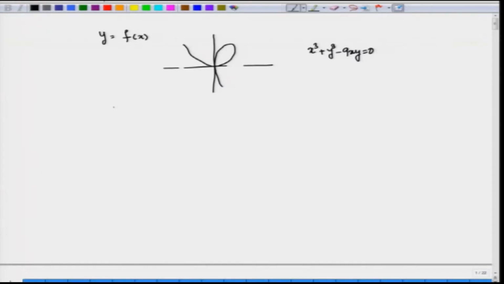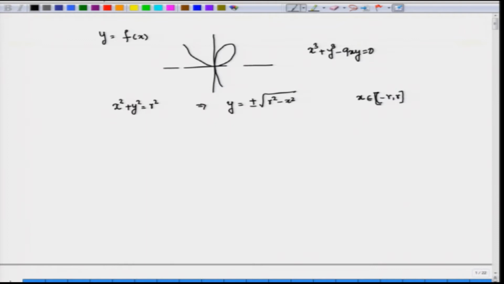Let us take an easy example: the circle x square plus y square is equal to r square. Here of course we can write y in terms of x. This gives y equal to plus or minus square root of r square minus x square. This is a circle with center 0, 0 and radius r, where x ranges from minus r to r, included.